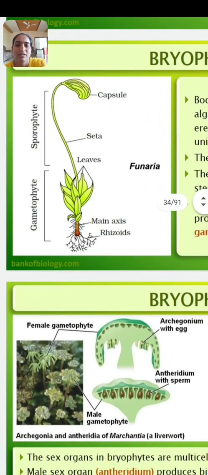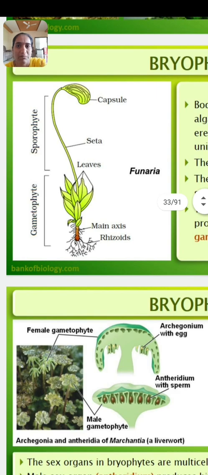Look at the diagram here. The entire plant body is an example of Funaria, meaning it is a diagram of Funaria. The plant body is divided into two parts. The lower part is known as the gametophyte and the upper part is known as the sporophyte. The sporophyte shows the aerial part which is known as the capsule. It encloses a number of spores. When the spores fall on the soil, they germinate and produce the gametophyte. The gametophyte produces the sporophyte and the sporophyte produces the gametophyte.